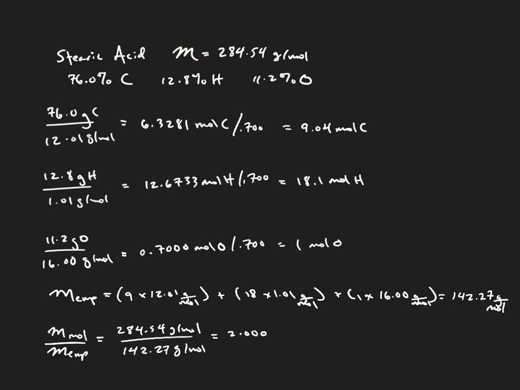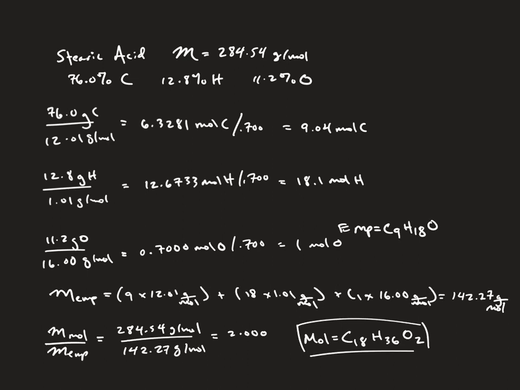So that means that my molecular formula is twice that of my empirical formula. So instead of C9H18O, which would have been the empirical formula, my molecular formula is going to be double that, so it's going to be C18H36O2. So we can get some of these larger numbers here, and some of the ones for the homework you'll see will have that as well.